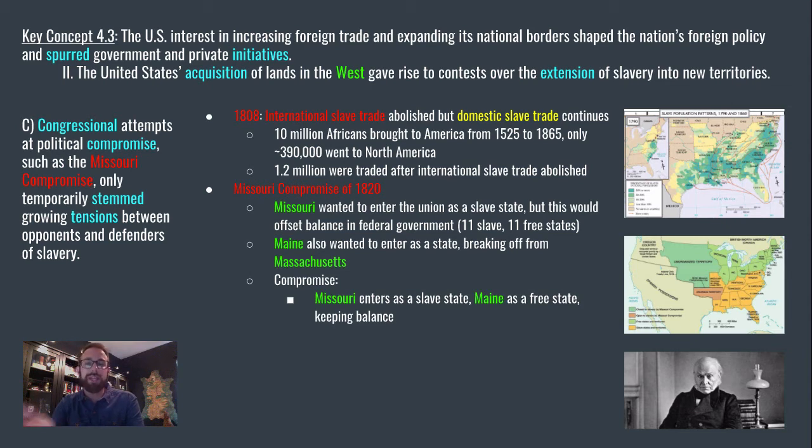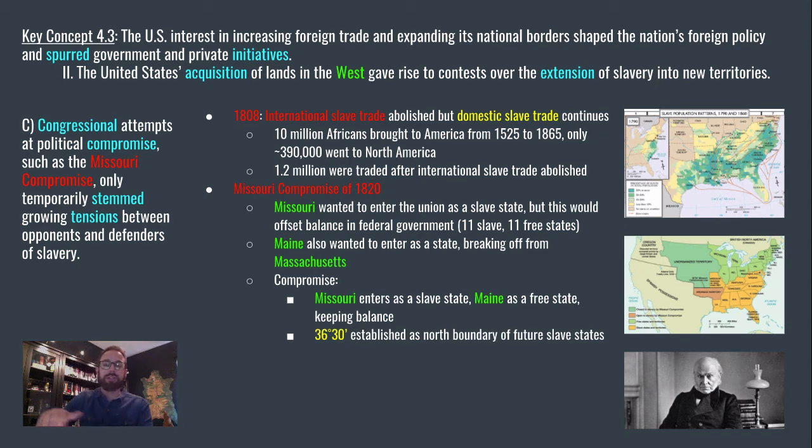Missouri, slave state, Maine, free state, but they had to deal with, well, how is the spread of slavery going to happen after this issue? So what they set was this line of latitude, 36 degrees and 30 minutes, that established the northern boundary of future slave states. Now, this line is Missouri's southern border. So what that means is Missouri would be the last state allowed to have slaves above the 36-30 line.